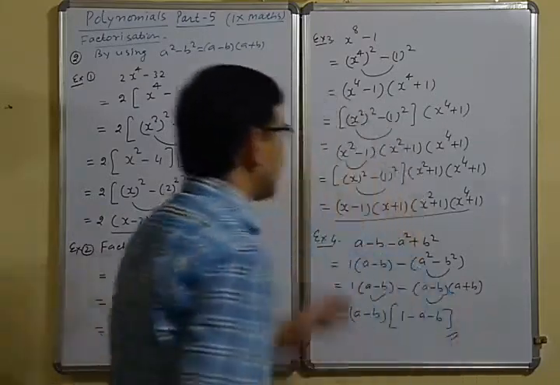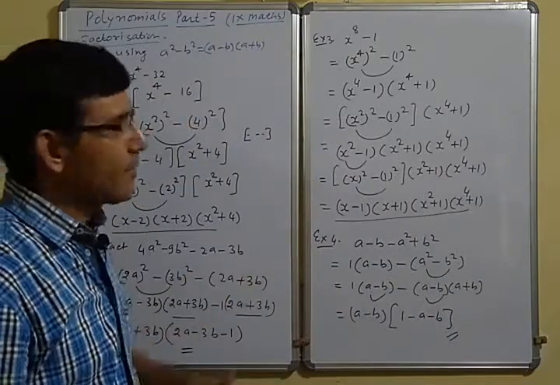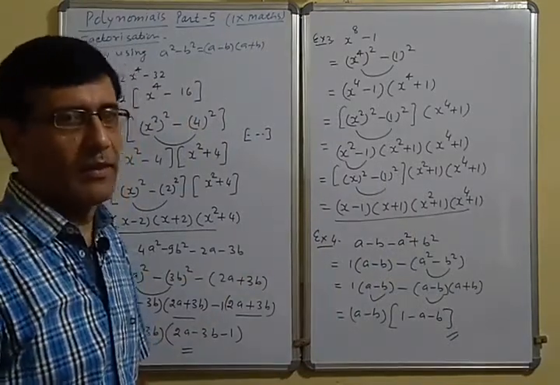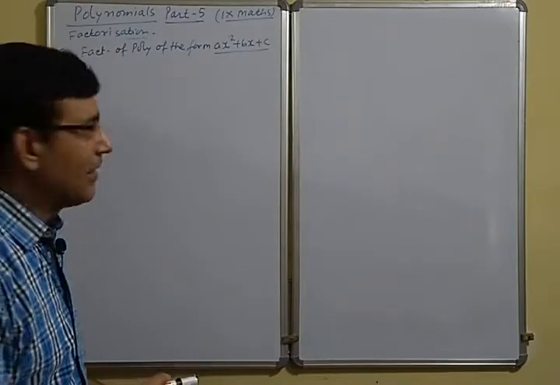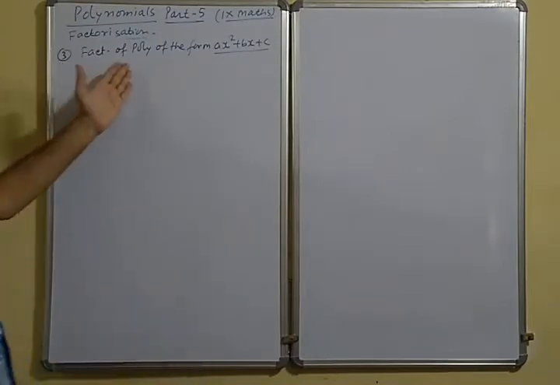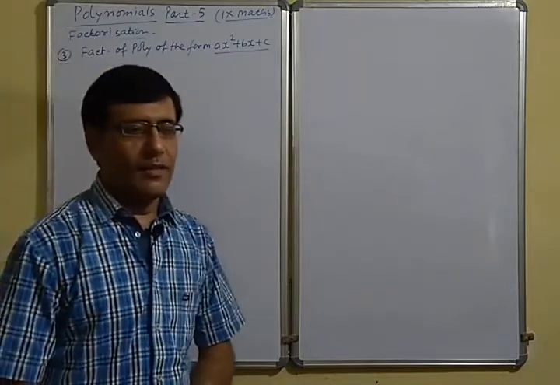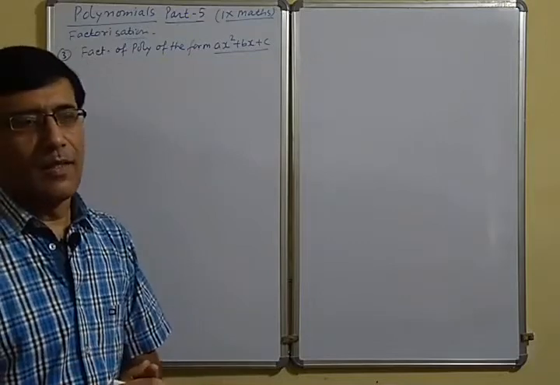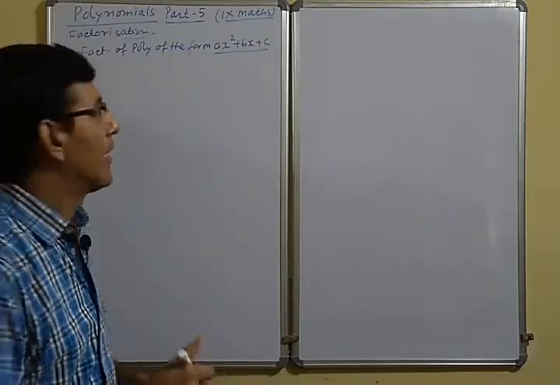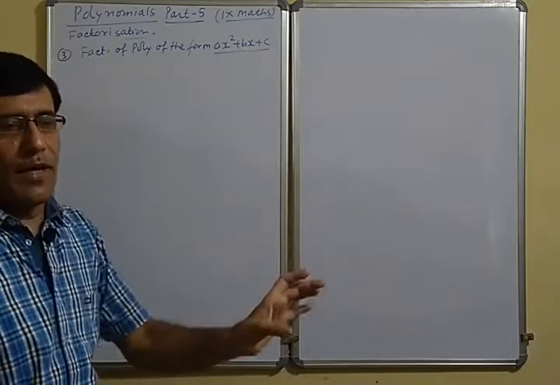So these are a few examples in which we use the formula of a square minus b square. Now let us see another method, that is factorization of a polynomial of the form ax square plus bx plus c. This is also called splitting the middle term. Here we will break b into two parts.